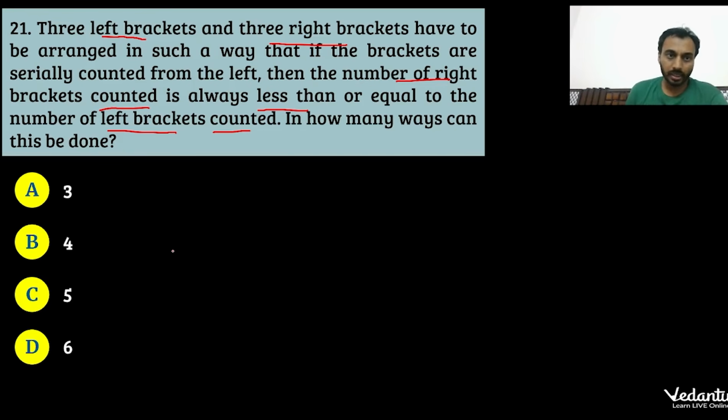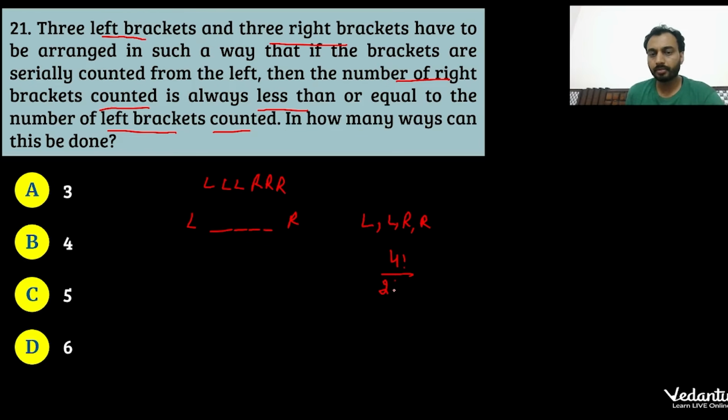So if we represent the left bracket by L and the right bracket by R, we have 3L and 3R, right? And we have to arrange them so that the number of L must be more than the number of R if we count from the left. So definitely one L must be at the first place and one R must be at the last place. So now we have four positions that we have to fill using 2L and 2R. So the arrangements of 2L and 2R are basically 4 factorial by 2 factorial 2 factorial, which is equal to 6.